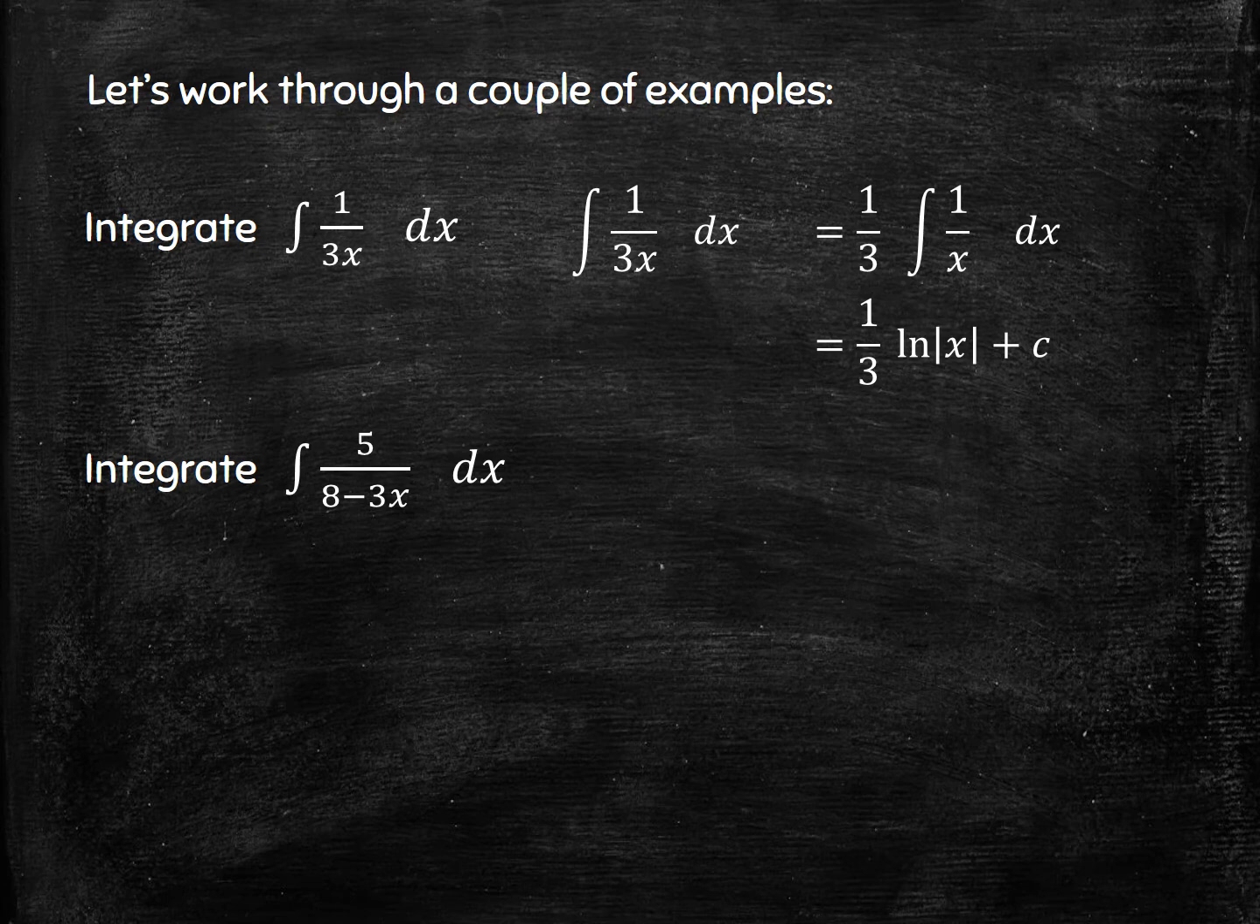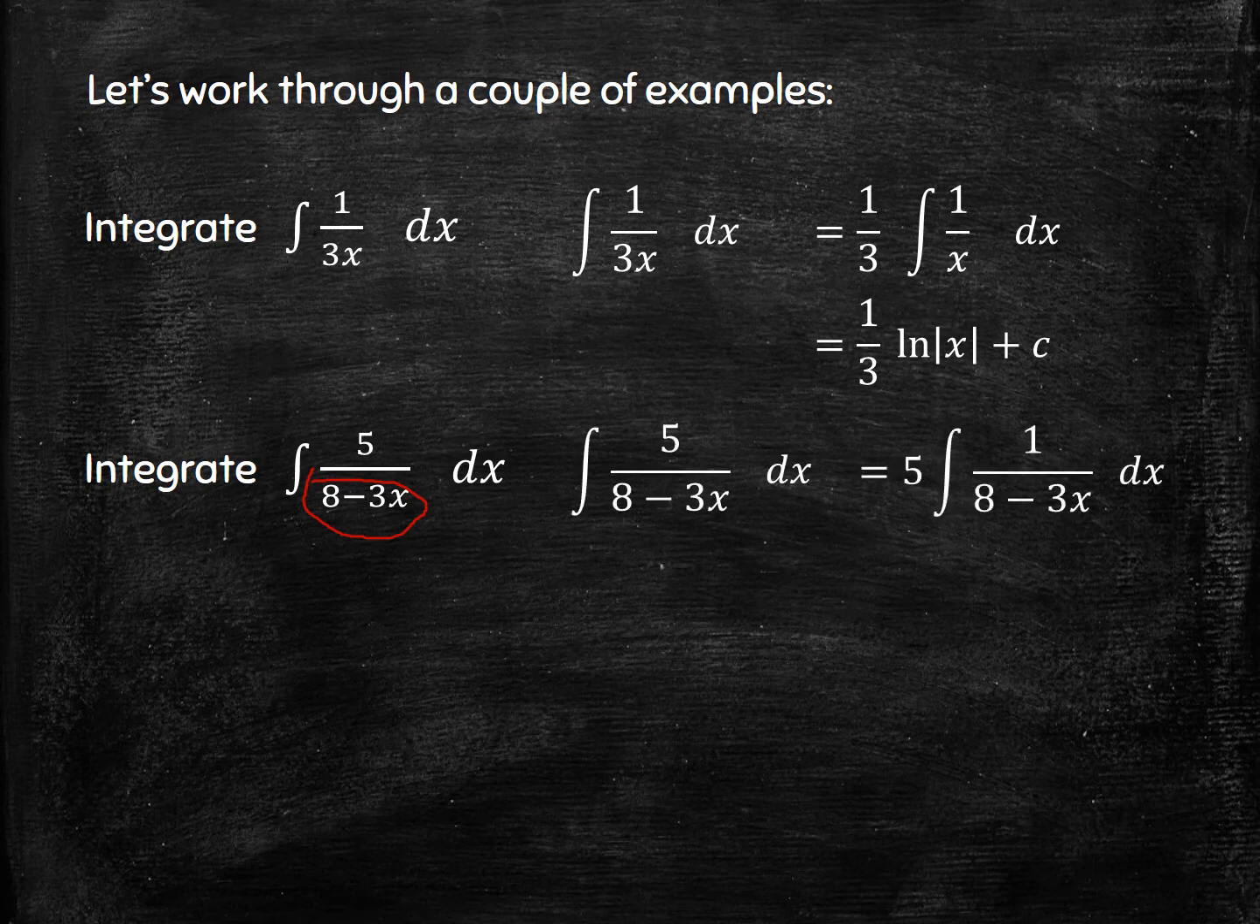Here we're integrating 5 over 8 minus 3x. A little bit more complicated because the 8 minus 3x is on the bottom. However, we know that it's x to the power of negative 1, so somehow there's going to be a ln of x in my answer. If we look at what's on the bottom and we differentiate that, we end up with minus 3. So that's what we're going to end up dividing by.